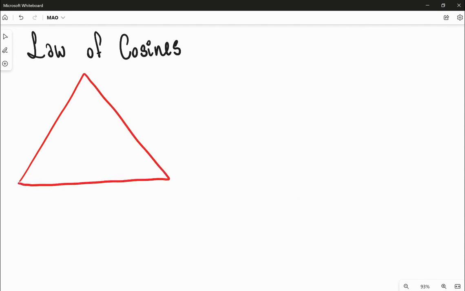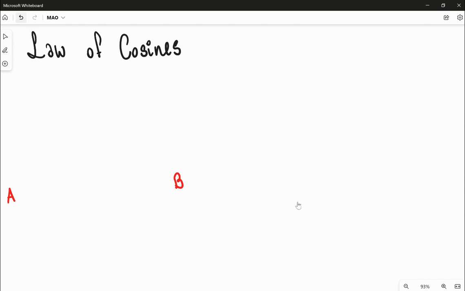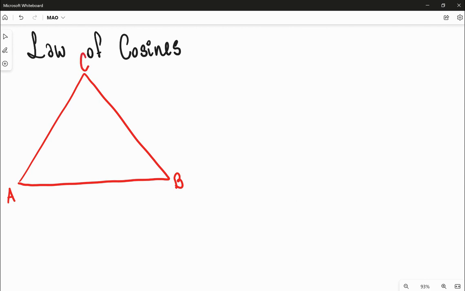All right. So if we have this triangle, let's say A, B, C, right? So if we have ABC, that means that this side here is little b, this side here is little a, this side here is little c.